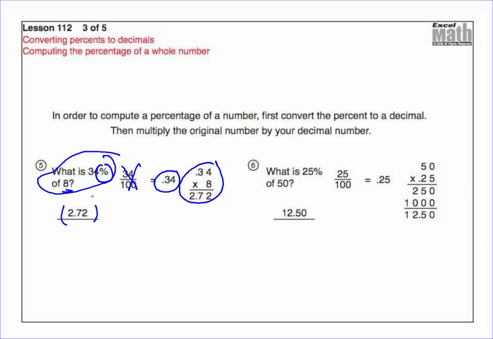Notice there's no label because this is not like a traditional word problem. We don't know what this 2.72 is. It's just a number. And then number 6 says what is 25% of 50? 25% is 0.25, so they multiplied 50 times 0.25. Remember, when I see a percent symbol in the question, it usually means I'm going to be multiplying to solve that answer. And 50 times 0.25 is 12.50, or 12.5.